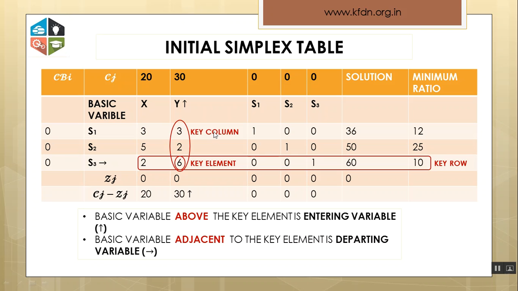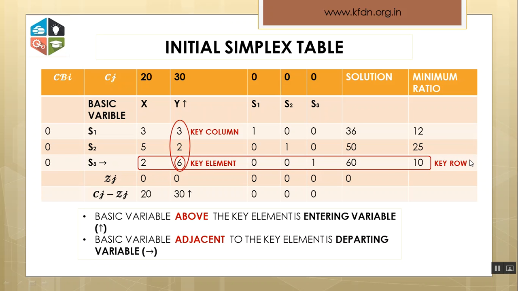Now after calculating the key column, we need to know which is the key row. For calculating the key row, we need to calculate the minimum ratio. Minimum ratio is equal to the solution variable divided by the corresponding key column value, which equals 36 divided by 3, 12; 50 divided by 2, 25; 60 divided by 10, 10; 60 divided by 6 equals 10. Now as we can see, the minimum value over here is 10, so we determine this row as the key row. I have encircled it and named it the key row.